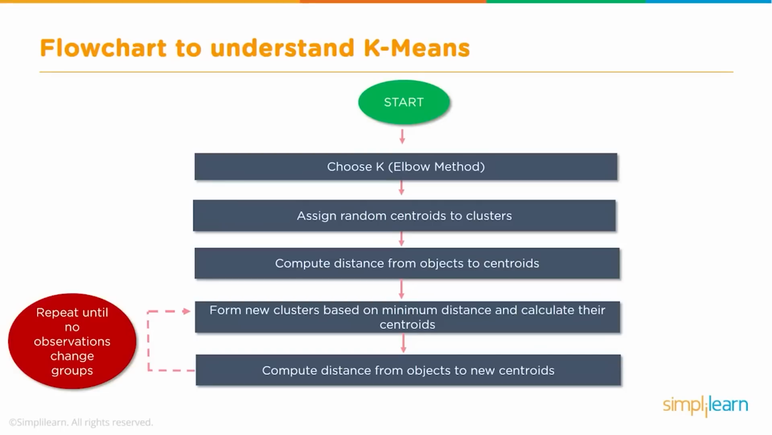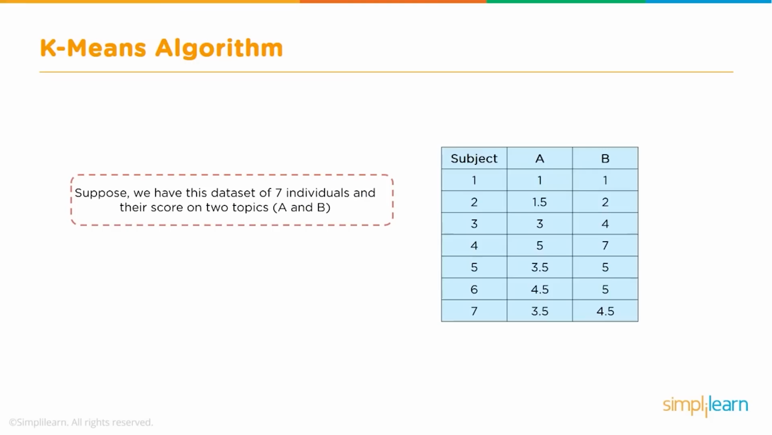And we continue that until it is converged. Let's see an example of this. Suppose we have this data set of 7 individuals and their score on 2 topics, A and B. So here's our subject, in this case referring to the person taking the test. And then we have subject A, where we see what they've scored on their first subject, and we have subject B, and we can see what they score on the second subject.